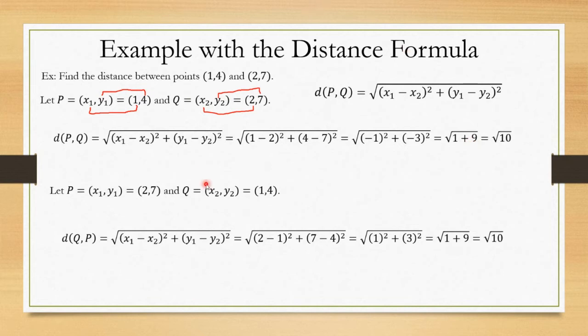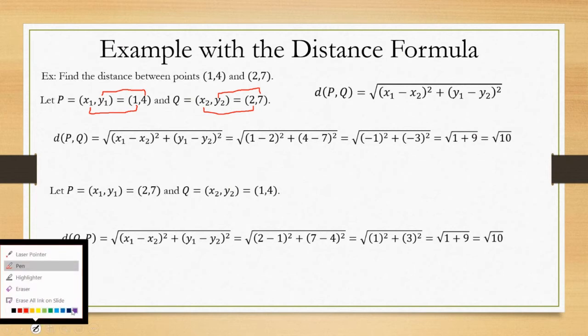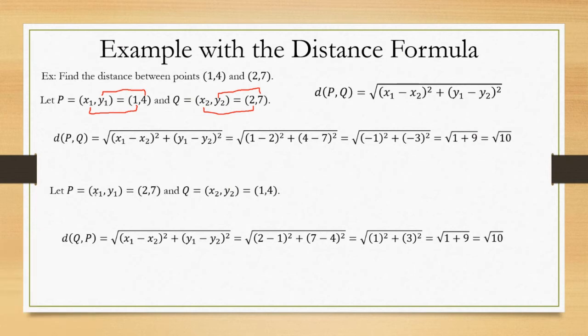Okay, now you might be thinking, why am I doing this? Well, let's suppose P I took to be the other point and Q I took to be the first point, (1, 4). So in this case, let me change the color of the pen for fun. Purple. Let's say x1 now is 2, and x2 is now 1. y1 is going to be 7 now, and y2 is going to be 4.